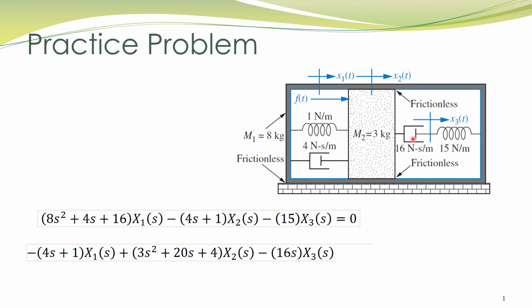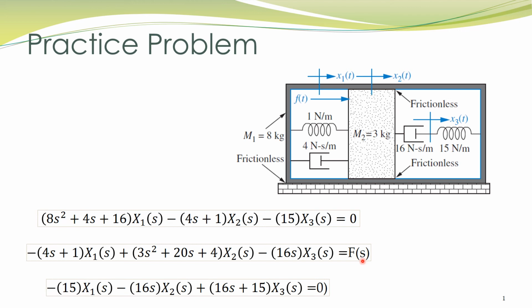So this impedance, one end is connected to x2, the other end is connected to x3. So this impedance is common between the two displacements, and the impedance of this viscous damper is 16 multiplied by s. And on the right hand side we have the sum of the forces which are applied to this displacement, and written in the Laplace domain we have f of s.